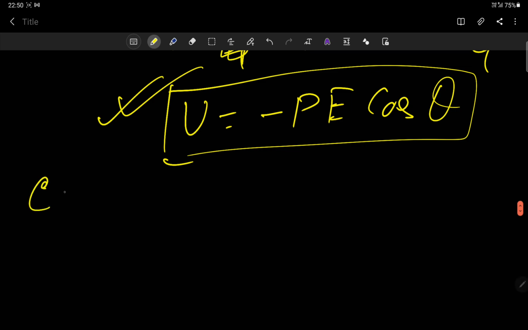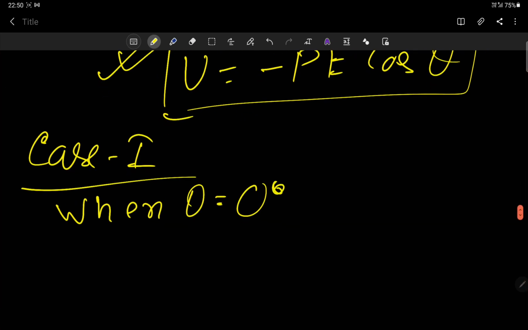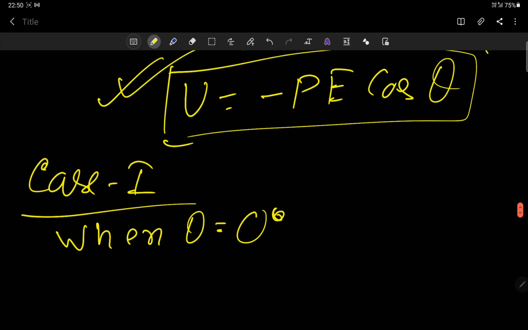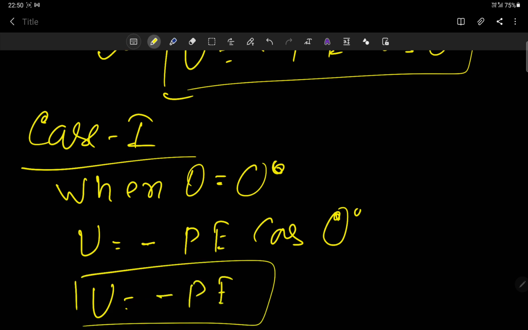Say case 1. When theta is equal to 0 degrees, then the potential energy will be minus P E cos 0. And what is the value of cos 0? It is 1. So the potential energy will be minus P E. Now look, this is the minimum value of potential energy.